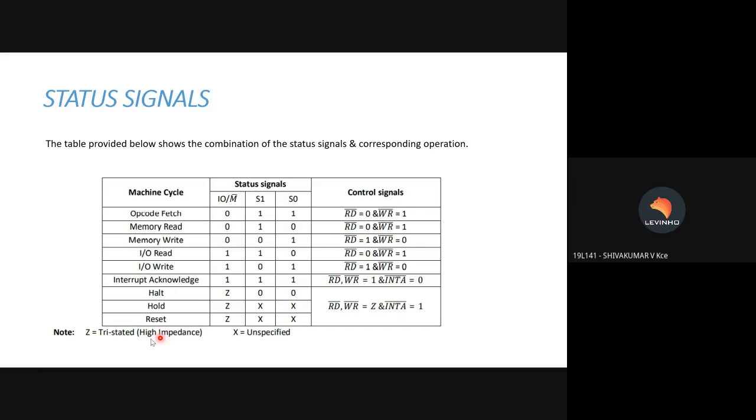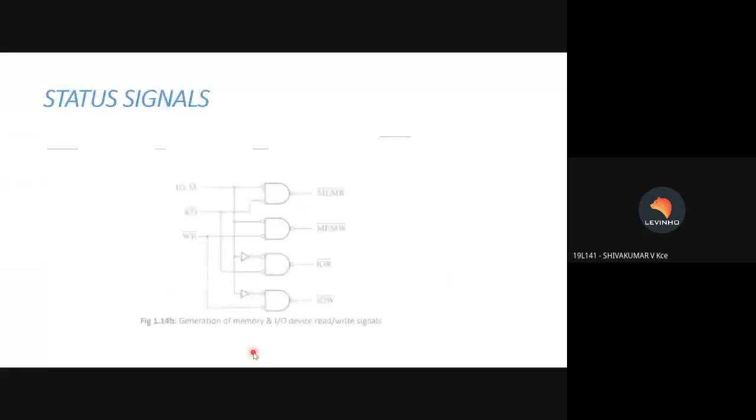Now, by using IO/M bar, read bar and write bar, we can derive the memory read, memory write, IO read and IO write signals. For example, consider a scenario. You are going to read data from the memory and store it in an accumulator. What is the instruction you need to type for that?